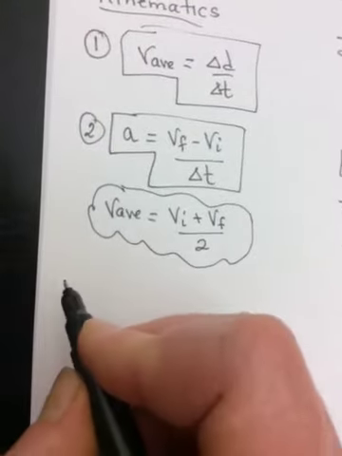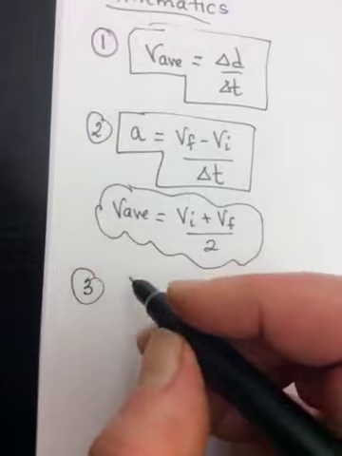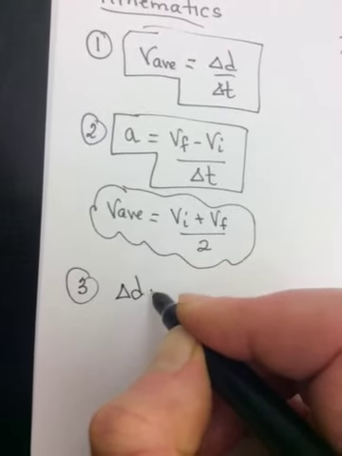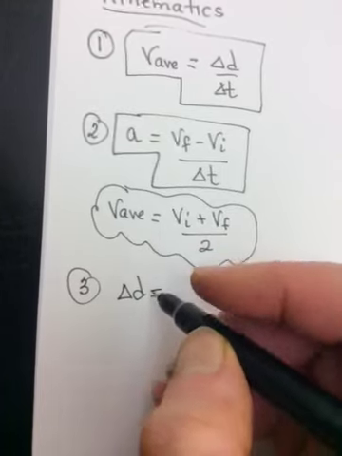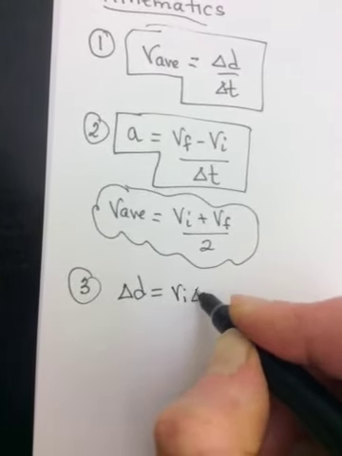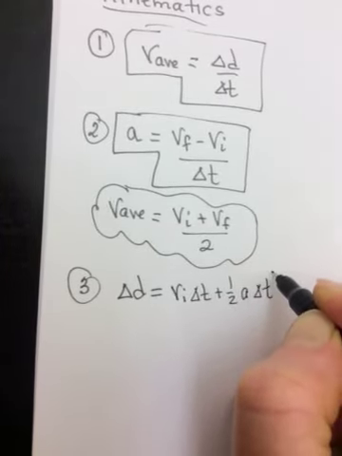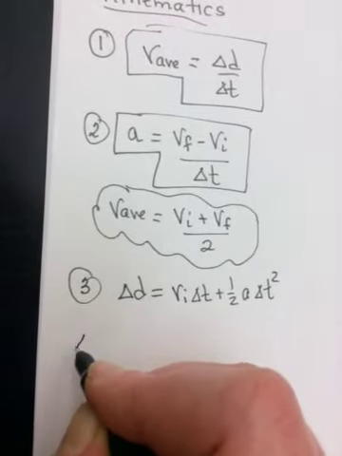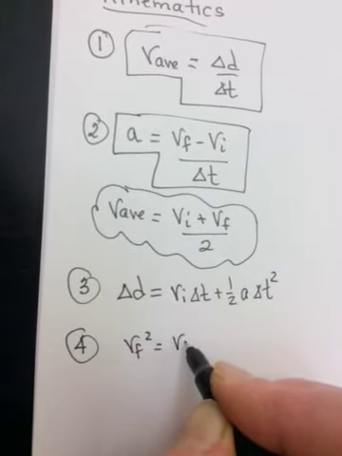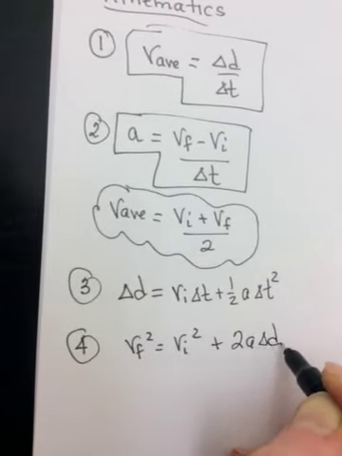All right, and then there are the two great ones from grade 11, which I'm hoping you still know off by heart. First one is delta d is equal to, can you say it? Say it loud so I can hear you. v_i delta t plus 1/2 a delta t squared. And then the other one is v_f squared is equal to v_i squared plus 2a delta d.